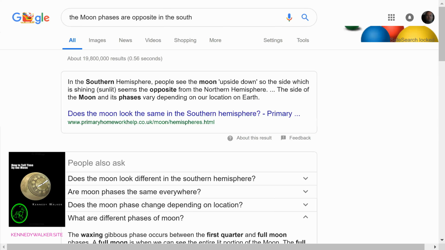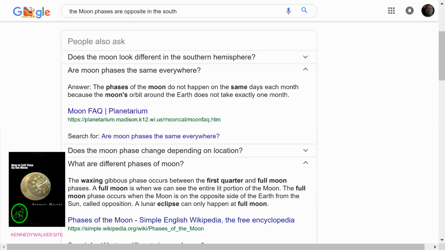Alright, so let's just do a little crash course on the moon phases and whether they're opposite in the southern hemisphere. Hemiflat. This is all freely admitted on Google. This is homeworkhelp.co.uk. Side of the moon and its phases vary depending on our location on Earth. Okay. Alright. Phases. They vary. It doesn't happen on the same day.